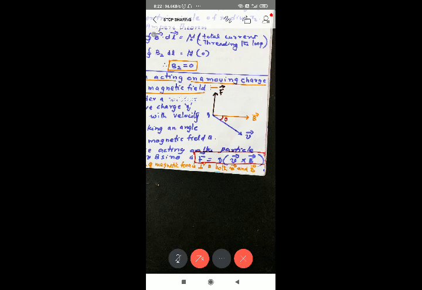Vishal. answer പറയില്ല. Abhinav, അഭിനവ്. അഭിനവ് മിണ്ടാറില്ല. അഭിനവ്, yeah, what is the direction of thumb?